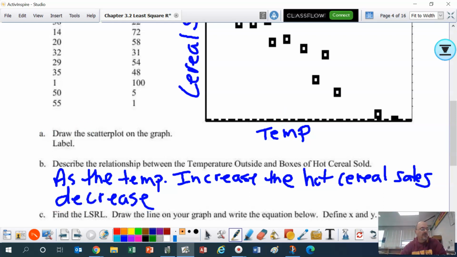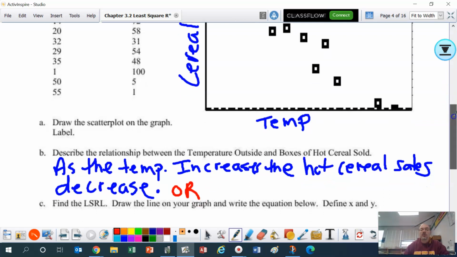The warmer it gets outside, okay, if it's warm outside, like in the summer, I really don't want to eat hot cereal. So as the temperature increases, the hot cereal sales decrease. You could go in reverse, folks. You could say as the temperature decreases, so going the other way, the hot cereal sales increase. Either one of them would be just fine. Okay, so you could write it that alternative way. Okay, but I don't have room to write that.